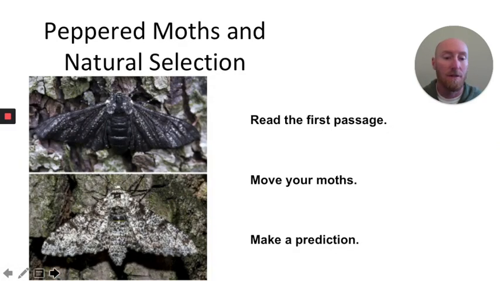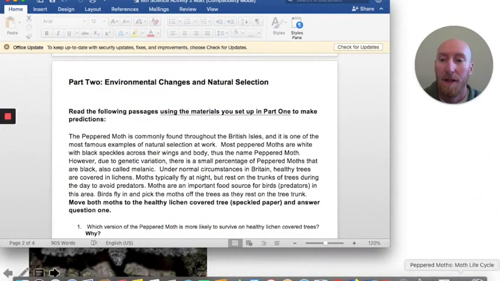All right, so first thing we're going to do, we're going to read our passage, and then we're going to make predictions, and this will make sense. All right, so the peppered moth is commonly found throughout the British Isles and is one of the most famous examples of natural selection at work. Most peppered moths are white with black speckles across their wings and body, thus the name peppered moth. However, due to genetic variation, there is a small percentage of peppered moths that are black, also called melanic.